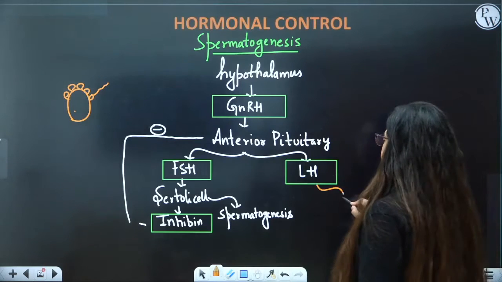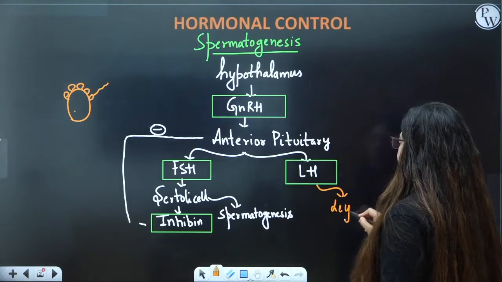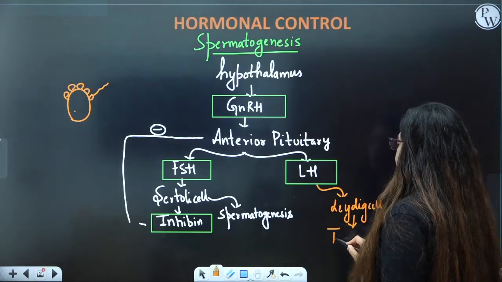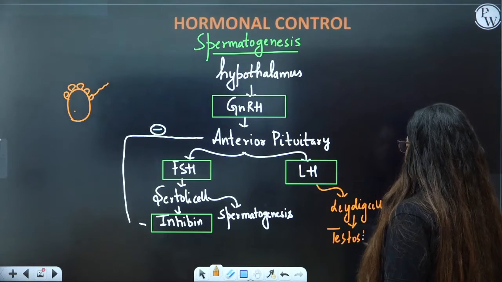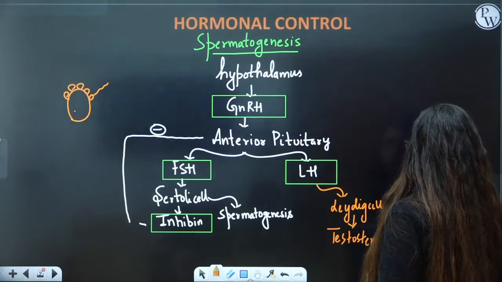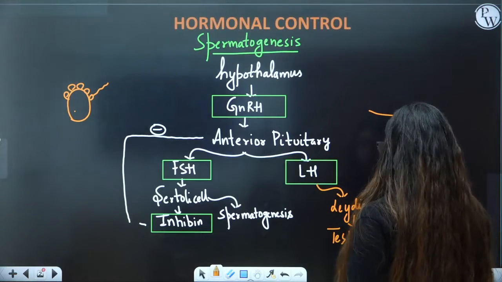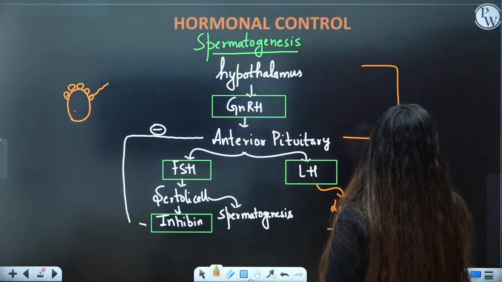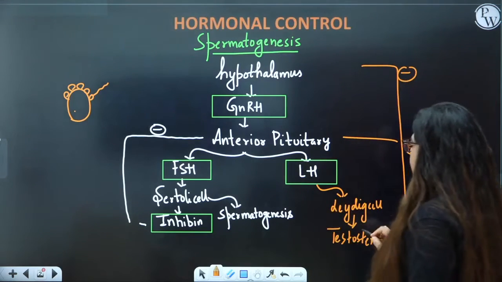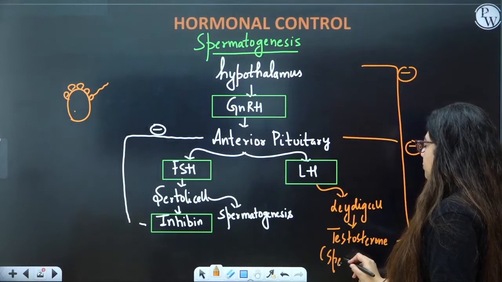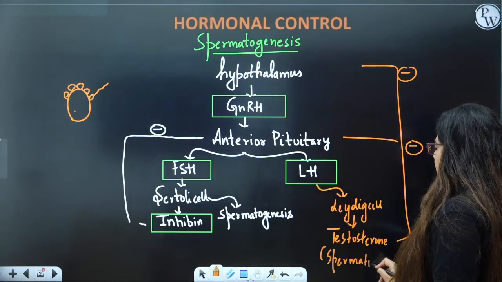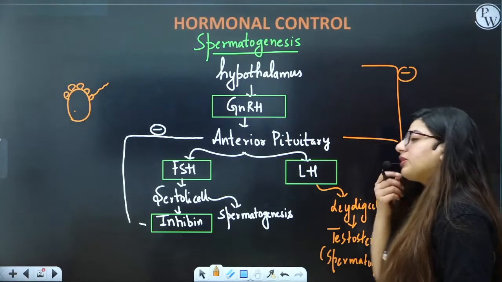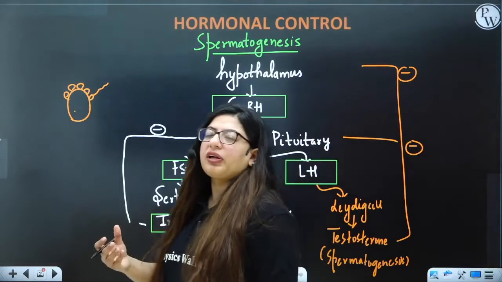Similarly, LH will go to Leydig cells and Leydig cells will produce testosterone, which is an androgen. Testosterone gives negative feedback to both hypothalamus as well as pituitary, because this testosterone also helps in spermatogenesis. If there is a lot of testosterone, there will be more spermatogenesis and other things that happen in the body.